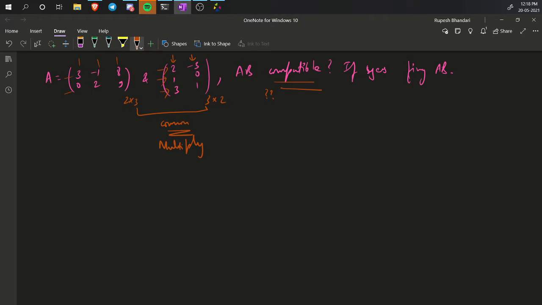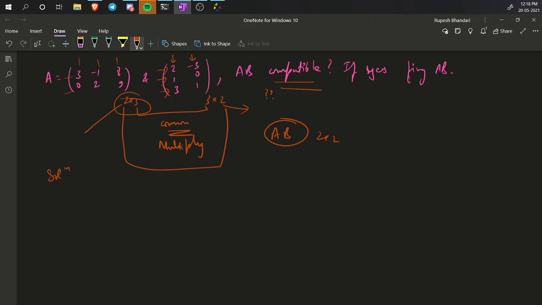So what will be the order of the newly formed matrix? The newly formed matrix will be AB, right? So the order of AB will be 2 by 2. Basically, we take the row of the first matrix and then the column of the second matrix. Okay, so let's just solve it.